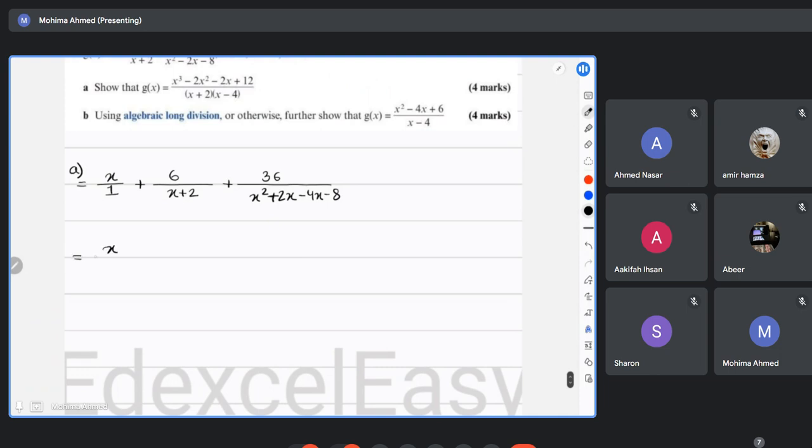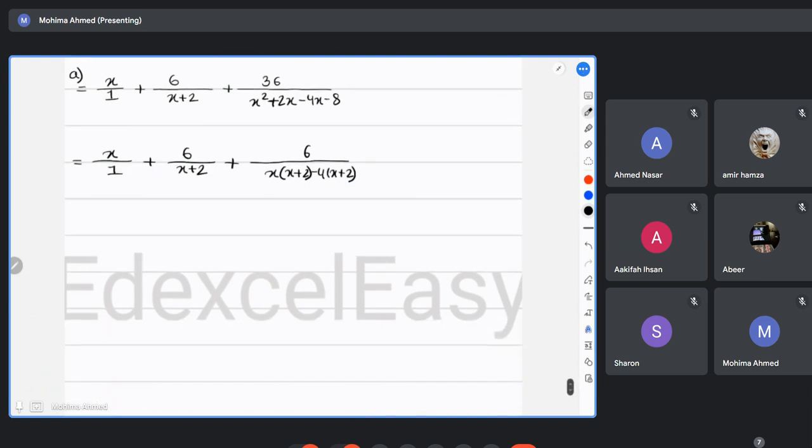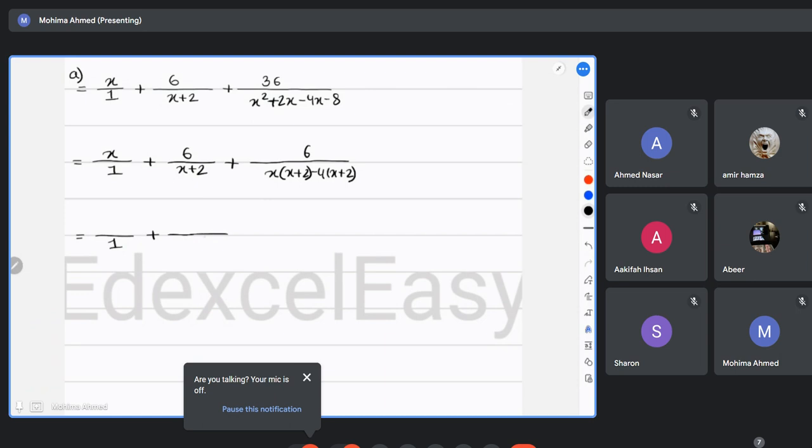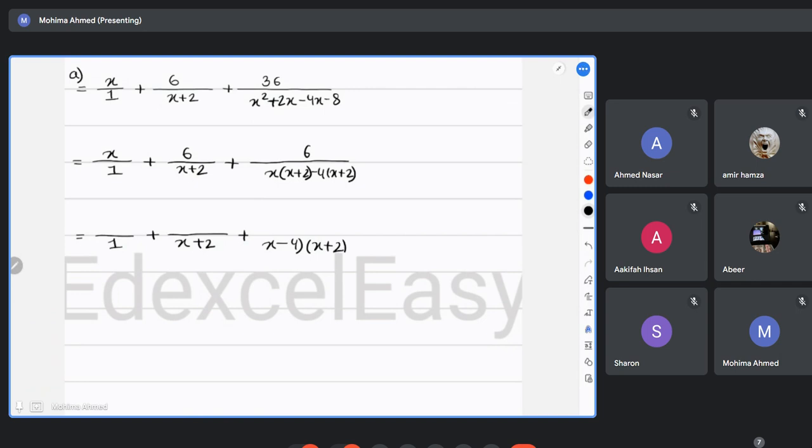Now in the next line, I can again write x divided by 1, 6 over x plus 2. And then again over here, I'm going to get x plus 2 minus 4, x plus 2 with 6. Finally, in the denominator sections, you have 1, x plus 2, and then x minus 4, x plus 2.